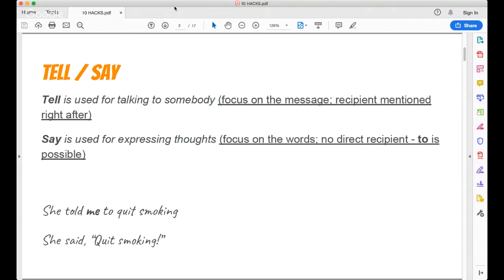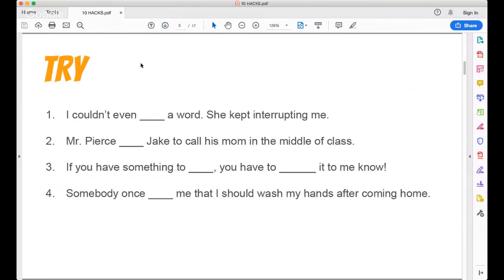She told me to quit smoking, right? There's me right after told. And then she said quit smoking. The focus is on the actual words, not the person and not the message. You understand that? Let's try. So what's the word that we're going to use in the first sentence? I couldn't even say a word. She kept interrupting me.